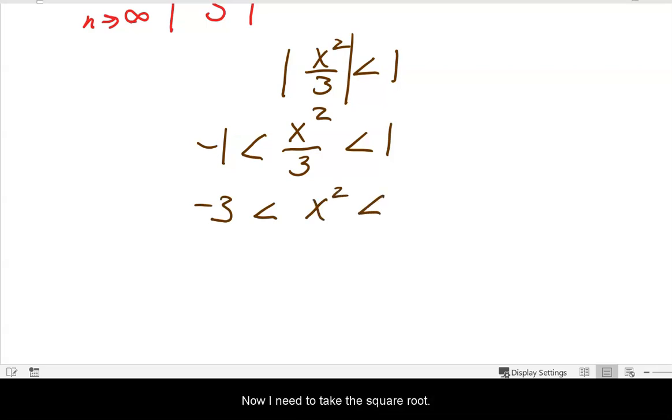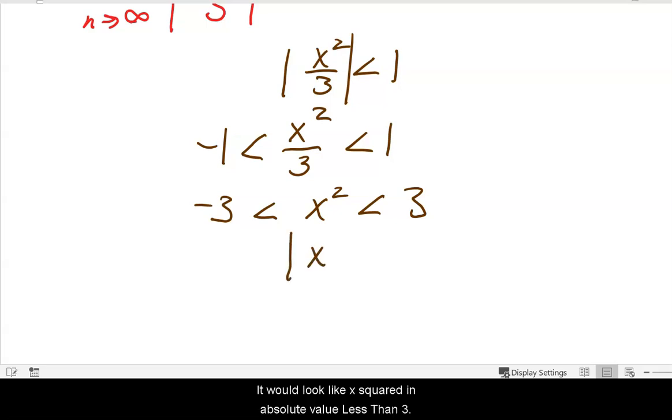Now I need to take the square root. However, I have a problem because on the left end, you will notice that I have -3, and I know I can't take a square root of a negative. What this does is provide sort of a restriction on the value that we've got. What would it be had I not taken the absolute values away? What would it look like in its absolute value form? It would look like x squared in absolute value less than 3.